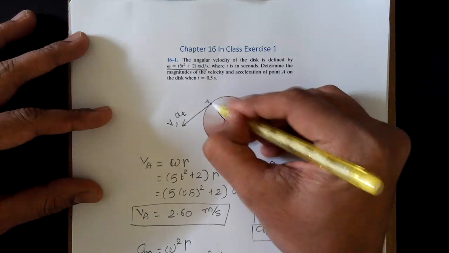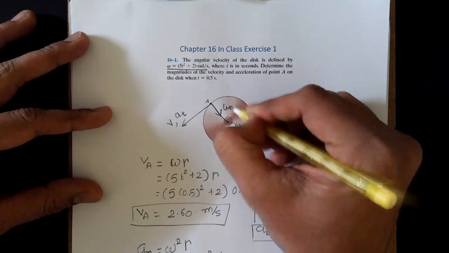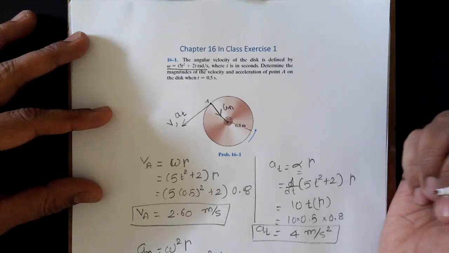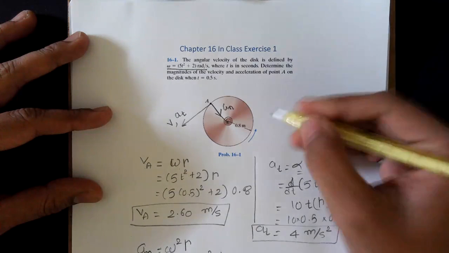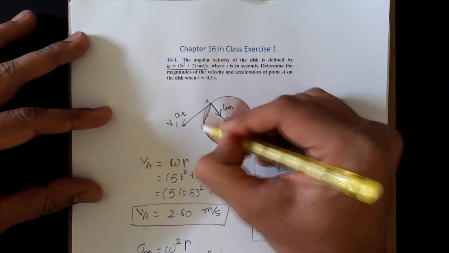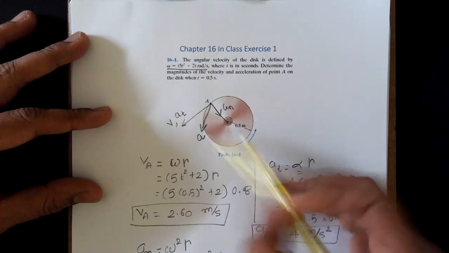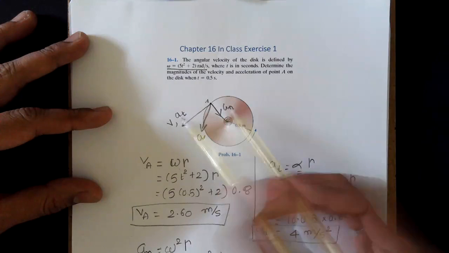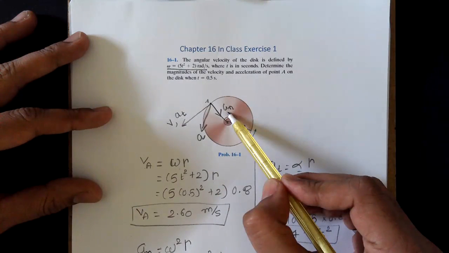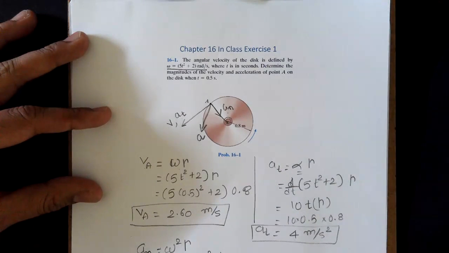And the normal component of the acceleration is always towards the center, so this is the normal component of the acceleration for point A. And the total acceleration, which we have calculated, lies somewhere in between. This is the total acceleration of point A, which is the combination of tangential acceleration and normal acceleration. That's the end of the problem.